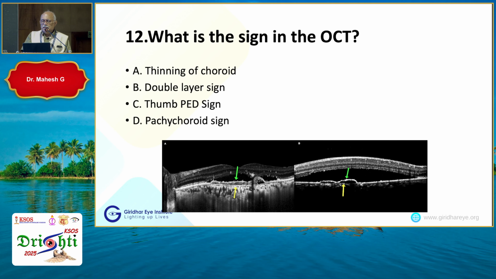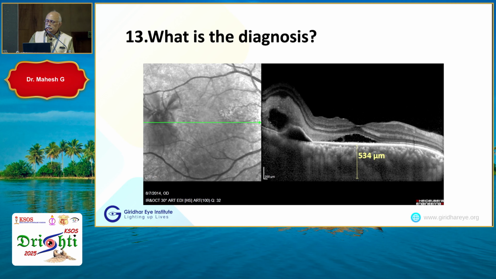Again, this is already told, no? Double layer sign. This is hyperreflective double layer sign. What is the diagnosis here? You can see it is a thick choroid, very high, with some pachyvessels. There is a serous detachment, there is a PED, there is fluid, there is hyperreflective area underneath. Is this hyperreflective area blood? No, because if it is blood, you will not see anything underneath. So this is not blood. So what could this be? Pachychoroid disease, only three or four are there. One is CSR, one is PCV.